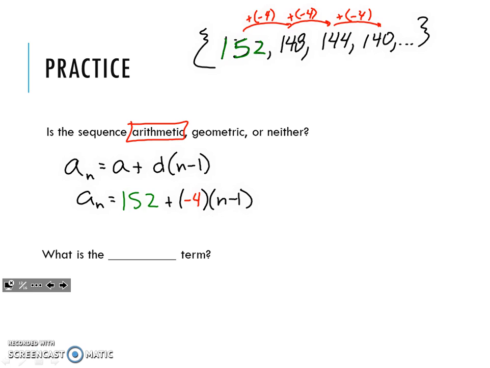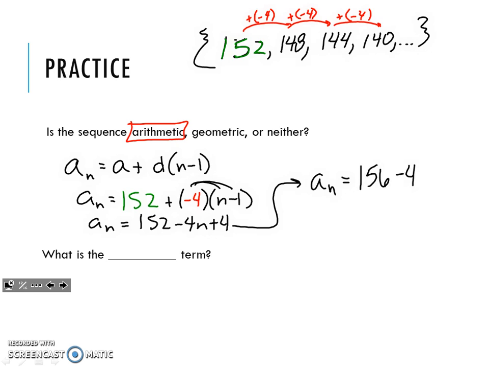I do want to simplify this one, so distribute my -4 in. I'm going to have a sub n equals 152 minus 4n plus 4. Combine my like terms together, and I'm going to get a sub n equals 156 minus 4n. That's my nth term formula. I can use that to find any term I want. If they told me to find the 3000th term, I would just plug in 3000 for n and simplify. That would tell me what that term is. Okay.